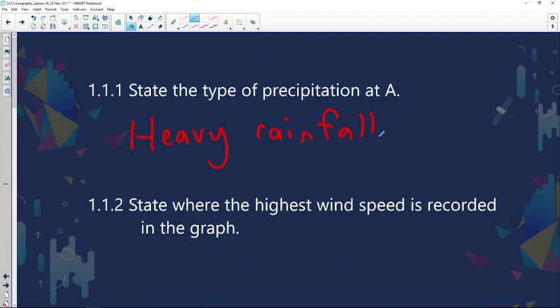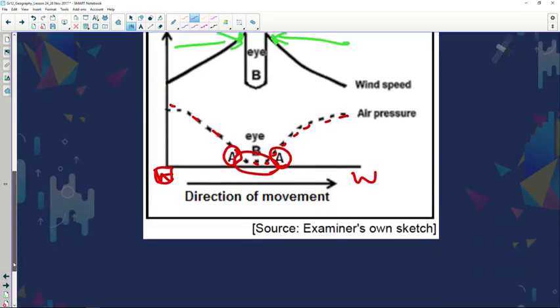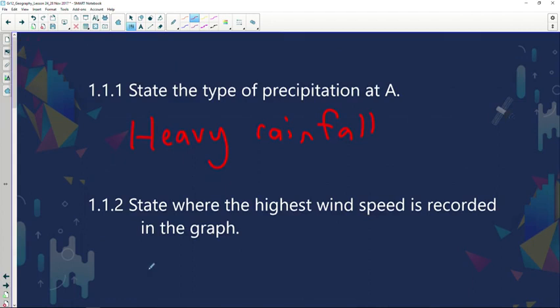Now 1.1.2, state where the highest wind speeds are recorded in the graph. And I've shown you this on the previous slide. If you look at it, where are the highest recorded wind speeds? Here's the graph for wind speeds, as you can see, situated around the eye wall. So we can just write over there, next to the eye wall.